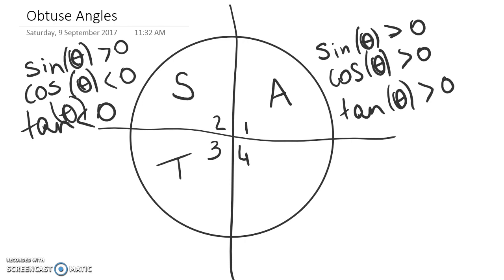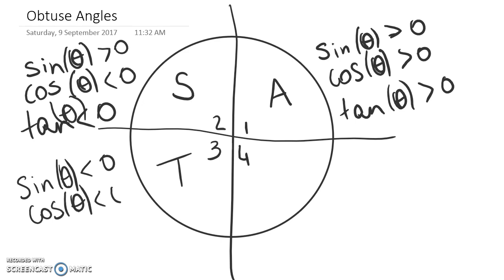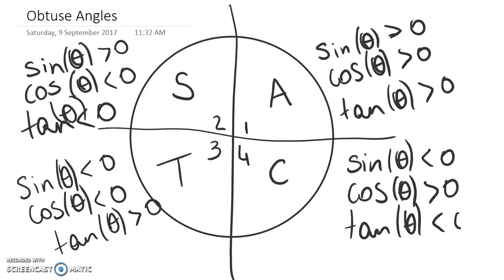In quadrant 3, only tan is positive. So sine of theta is less than 0, cos of theta is less than 0, but tan of theta is greater than 0. And finally in quadrant 4, only cos is positive. So sine of theta is less than 0, cos of theta is greater than 0, and tan of theta is less than 0.